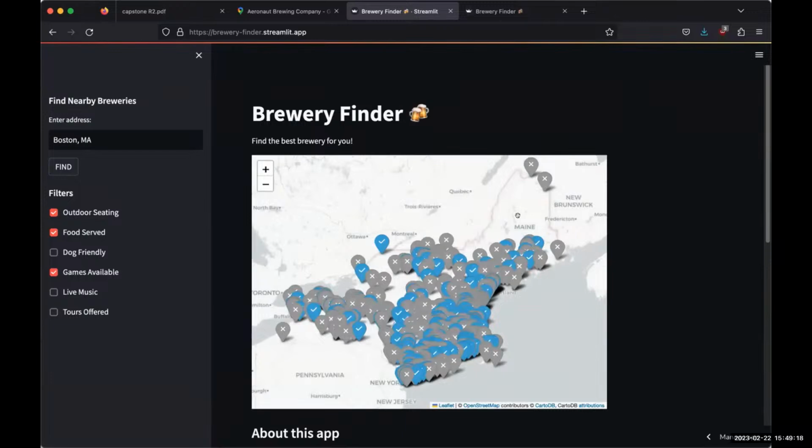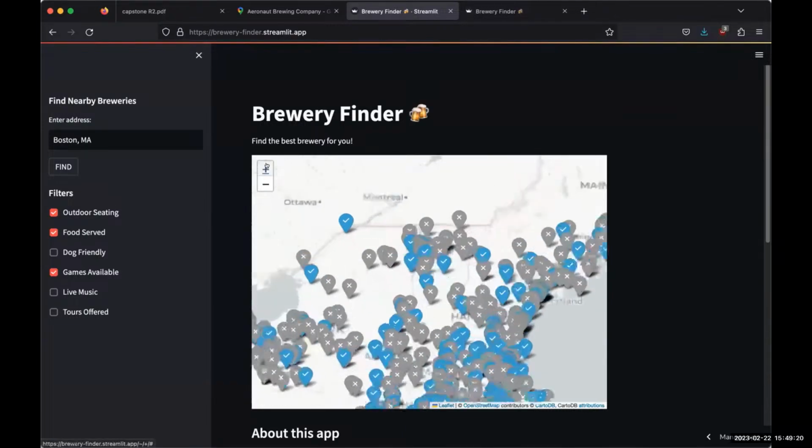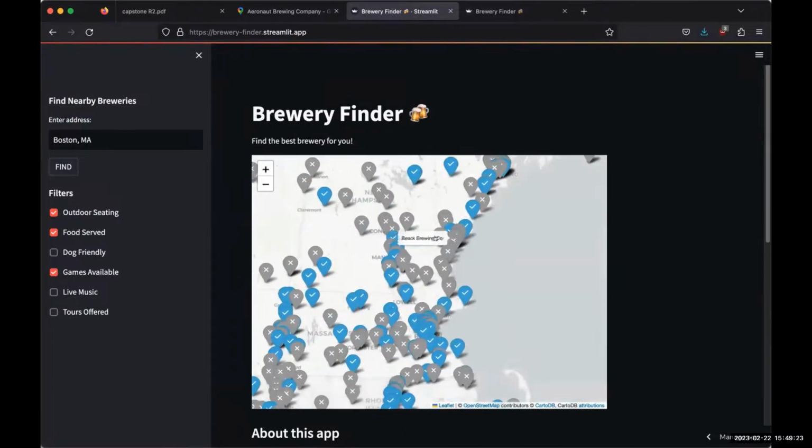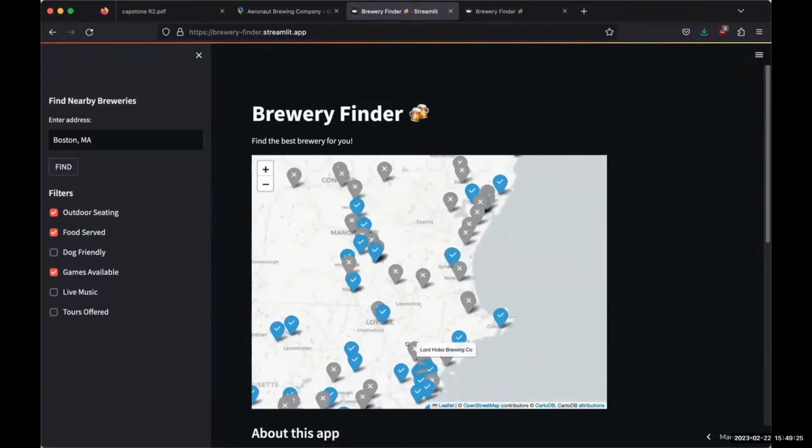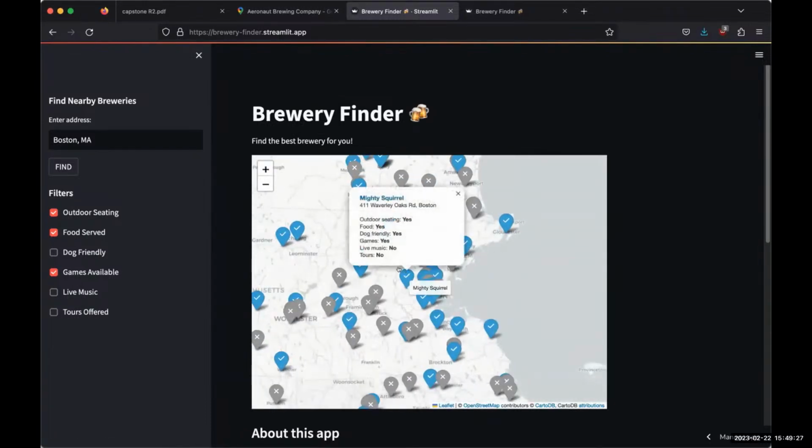Oh, looks like Streamlit just reset, but this is live, so sometimes that happens. But say you click on an icon and then you get all that feature information. And then as well as that, you get the address. And then if I want even more information, I can then click on the name, which will bring me directly to the website.